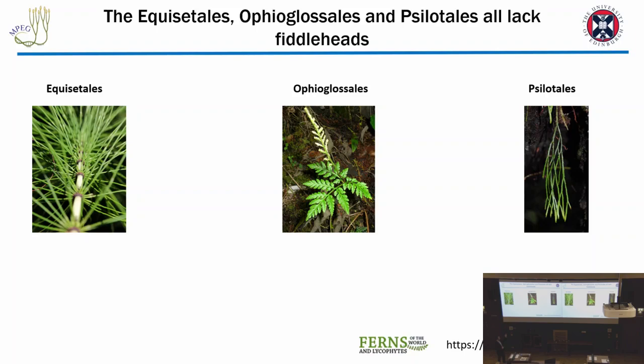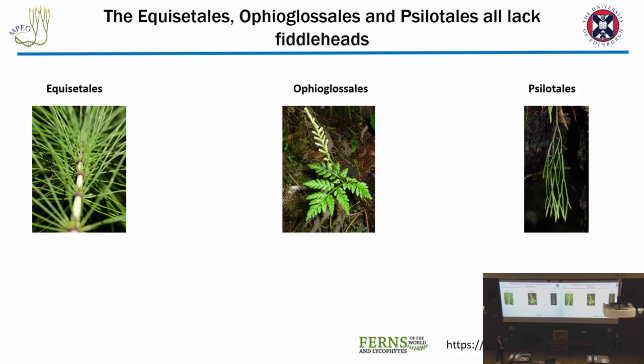Okay, so we started with these 3 lineages because they're some of the most early diverging. They're also some of the most unusual. They're ones that you might not be as familiar with. The Equisetales are the horsetails. Ophioglossales, the species that grow in the UK are only tiny in size. You would easily overlook them. And the Psilotales are, again, another slightly unusual group.